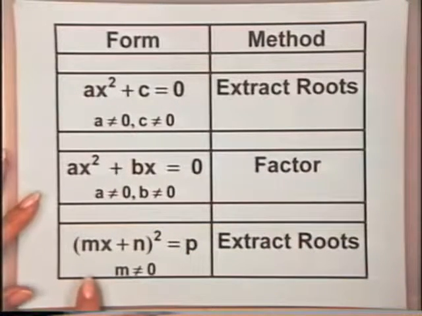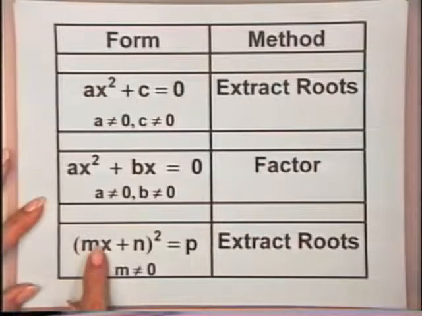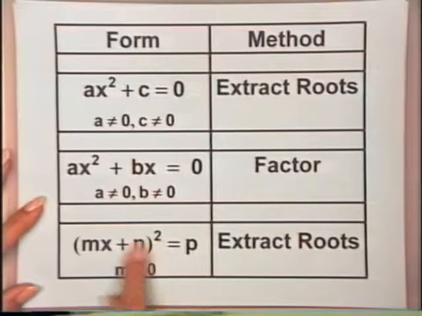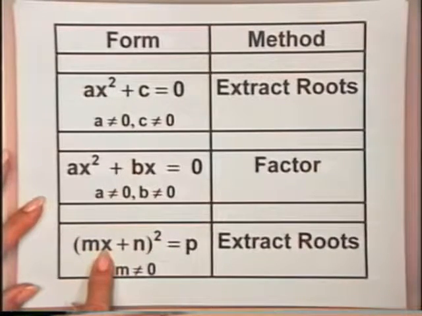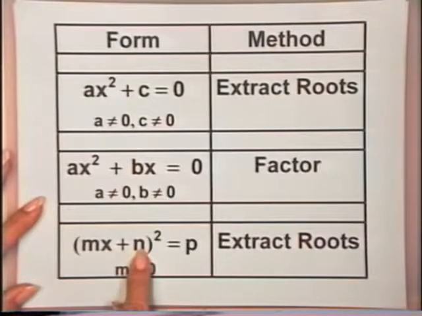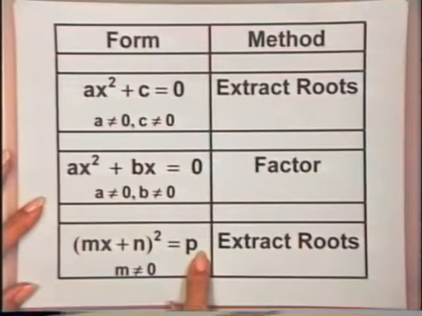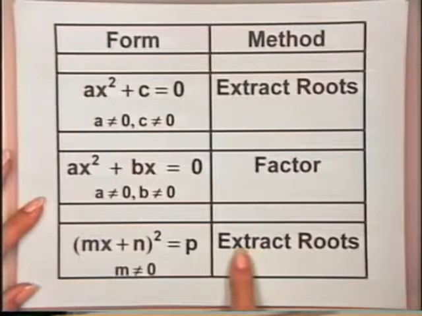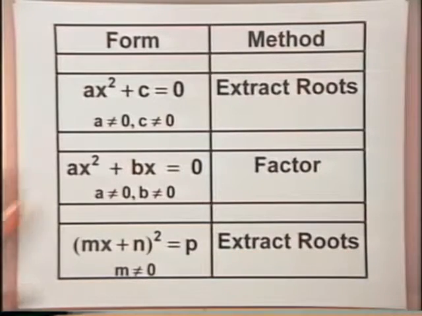When I have a quadratic equation and I have a binomial squared where the first term is a linear term, the second term is a constant, and I have a constant on the other side of the equation, once again I choose to extract roots.